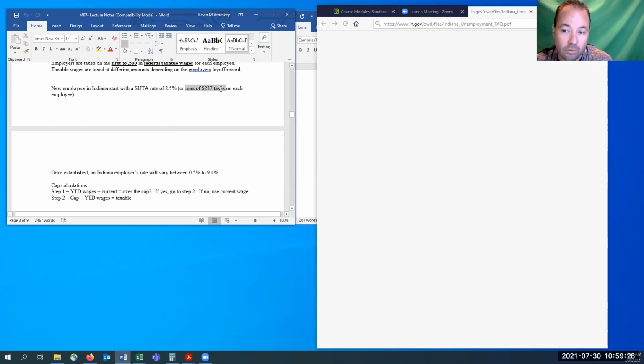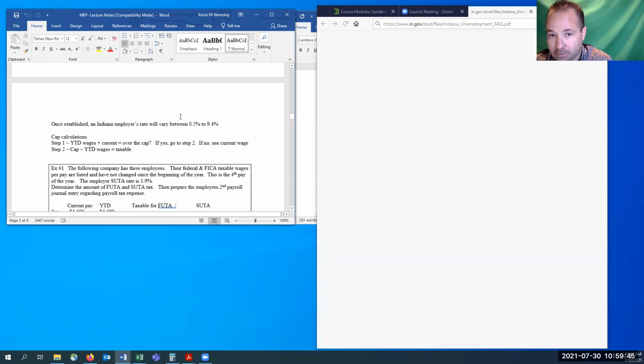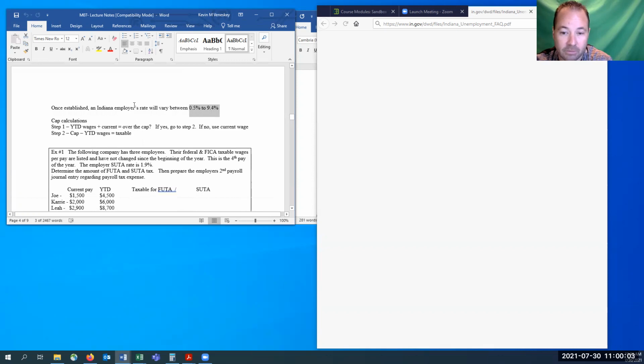And so if you max that out for the year, that's going to be an additional $237 per employee that you hire. Basically taking $9,500 times 2.5%, the cap times the rate. All right, so once you become established and the state figures out how many people you're going to lay off, their estimate, you're going to pay anywhere in between these two percentages. Okay, so most of the time it's going to be on the lower side, but could be quite up.